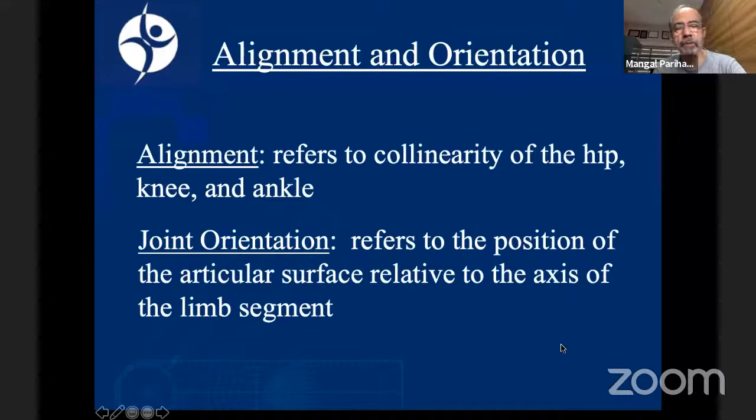So we need to look at two terms: alignment and orientation. Alignment means the relationship of the center of the head of the femur to the center of the knee to the center of the ankle. Normally, all three are collinear, in the same straight line. The second is joint orientation, which refers to the orientation of the joint line relative to the ground. For knee arthritis, the most important thing is the knee joint orientation, which, even in patients with significant varus, tends to be parallel to the ground.